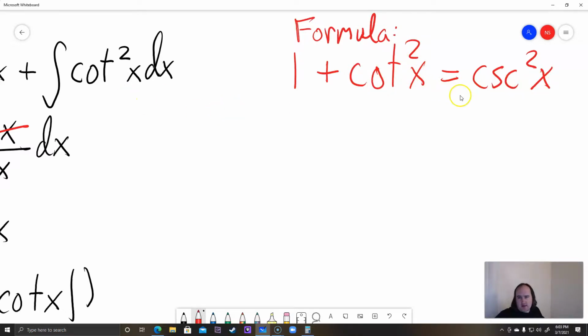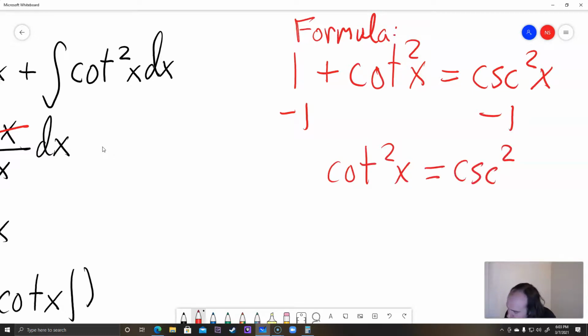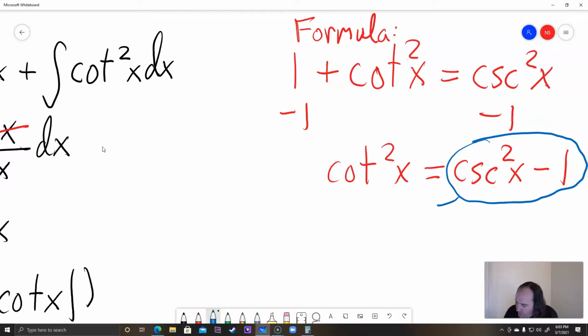So what we have to do is solve this equation for cotangent squared of x so we can plug it in. If I subtract 1 from both sides, I get cotangent squared of x equals cosecant squared of x minus 1. So we're actually going to be plugging in cosecant squared of x minus 1 in for cotangent squared of x. And you might be wondering, well, Mr. Shoemaker, how do you know this is going to work? Well, I have a master's in math, so I know it's going to work.